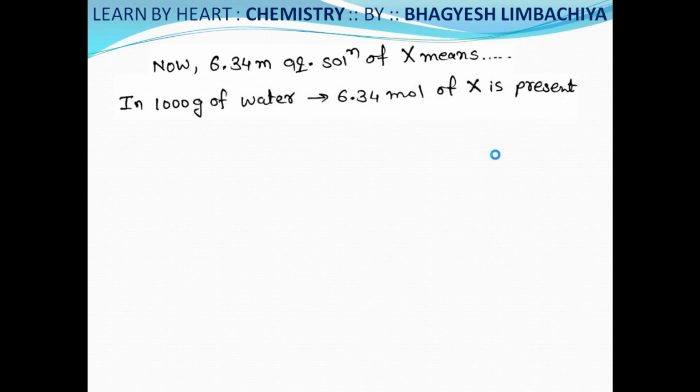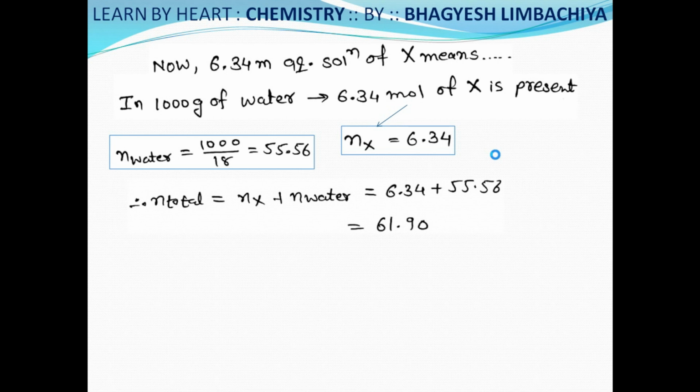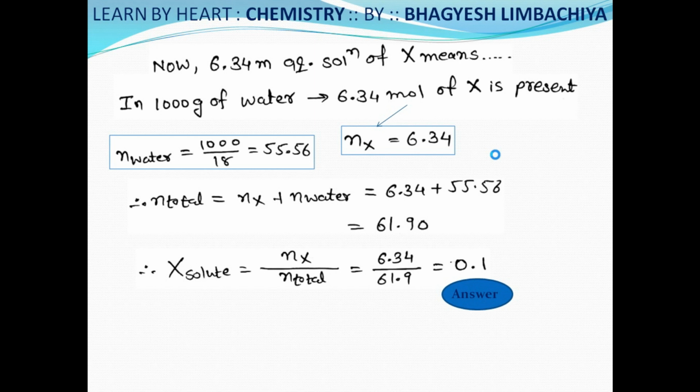Second, mole fraction is to be calculated. So for that molality is found, that is 6.34 molal, and it means 1000 gram of water contains 6.34 mole of solute X. Now 6.34 mole of X is the number of moles of solute, and 1000 gram of water is given, so we can calculate the number of moles of water, and it is followed by the total number of moles of solution, that is the number of moles of solute and solvent. It is 61.9. So mole fraction can be calculated. So this is our answer.